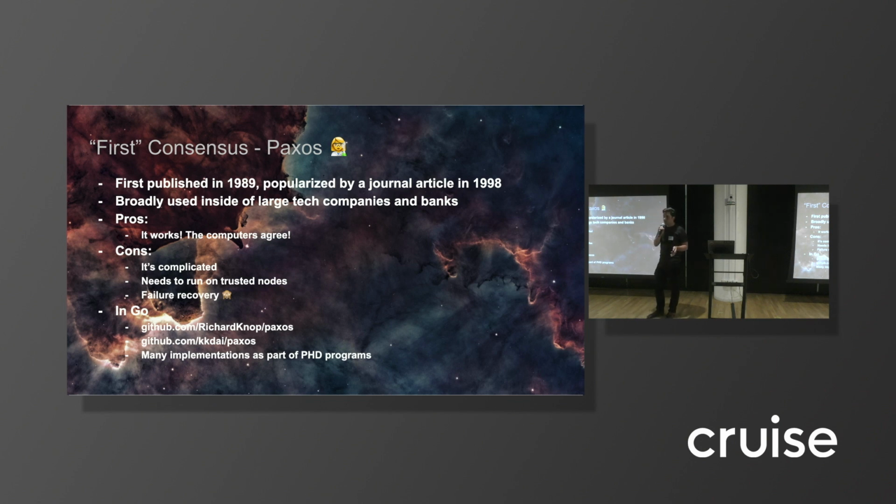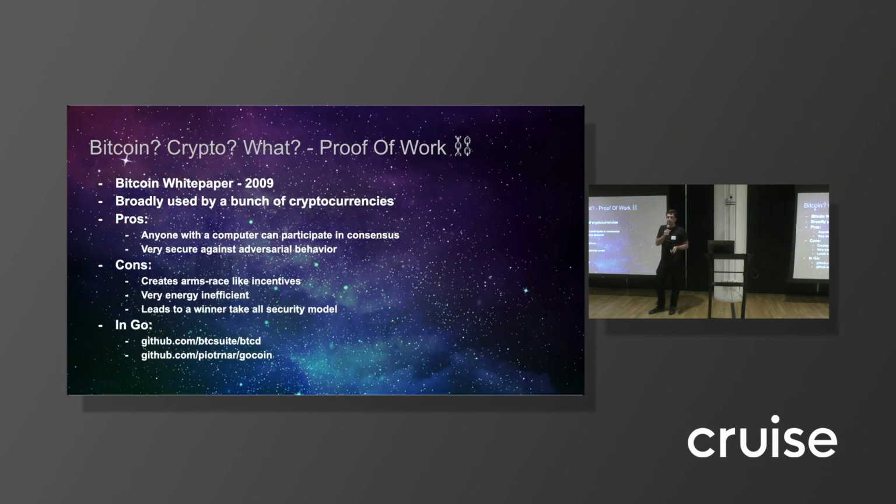Also, failure recovery in Paxos. I don't know if anyone's ever tried to recover a Paxos cluster. I have a bit more experience with Raft. But it's not great, and there's a lot of very manual tooling to do that. So in Go, if you're looking for a Paxos implementation to kind of dig into and figure out how Paxos consensus works, there's a number of them out there. This is one that's really commonly implemented as a part of many PhD programs. So you'll see a lot of Paxos implementations with a few stars on GitHub. But that's kind of the first and most widely deployed consensus algorithm.